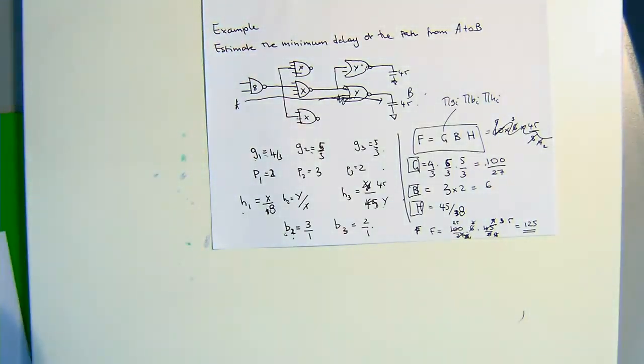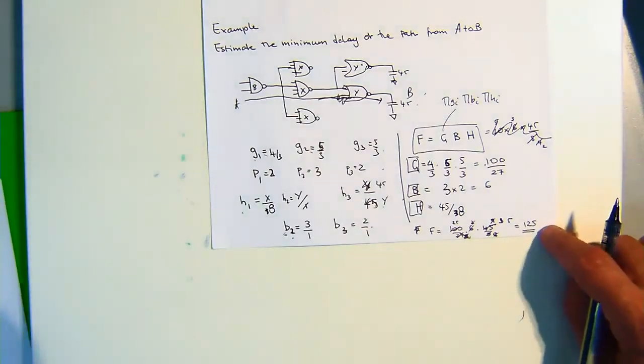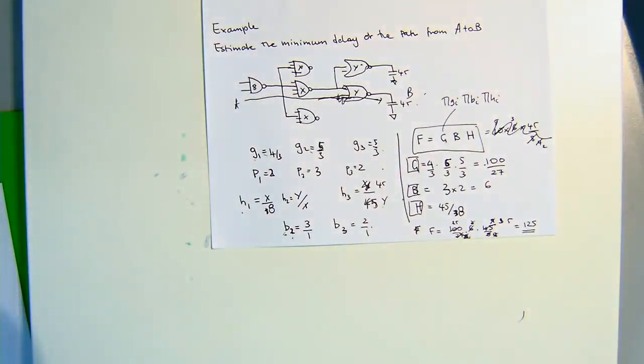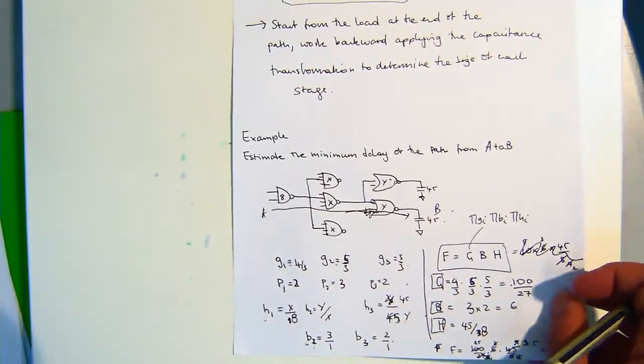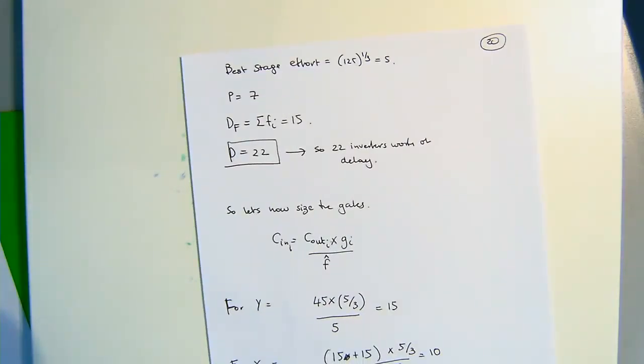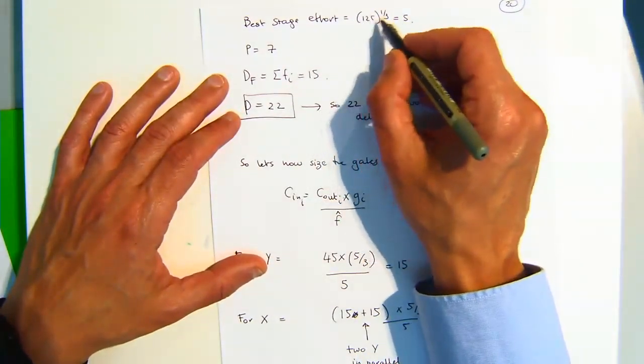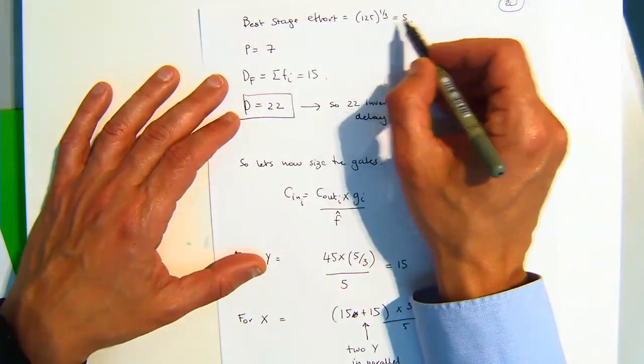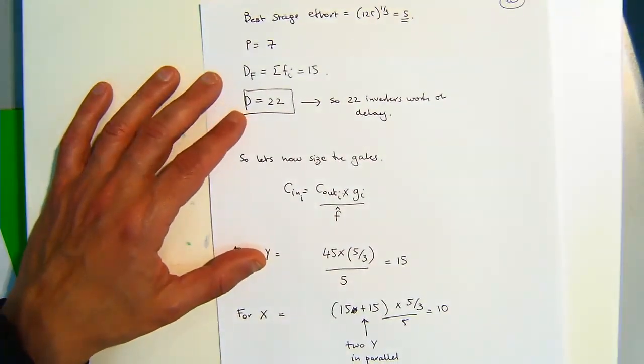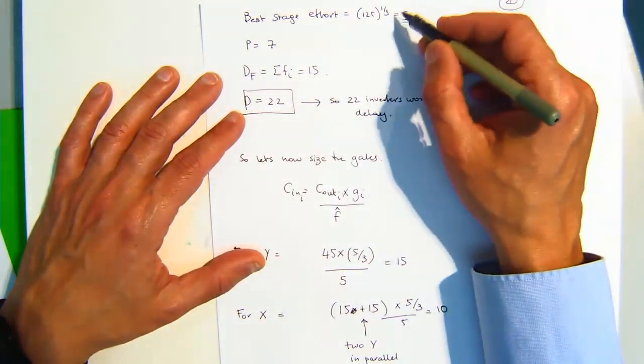delay. Now, suppose I asked you here, for this circuit, how would I size each of these elements so that I get the minimum delay? How would you do it? Okay, so let's look at it. We say that the best stage effort, so we know the parasitic delay, we know that the stage effort is going to be 125. There's 3 stages, so the 1/3. So therefore each stage should have a delay of 5 units.